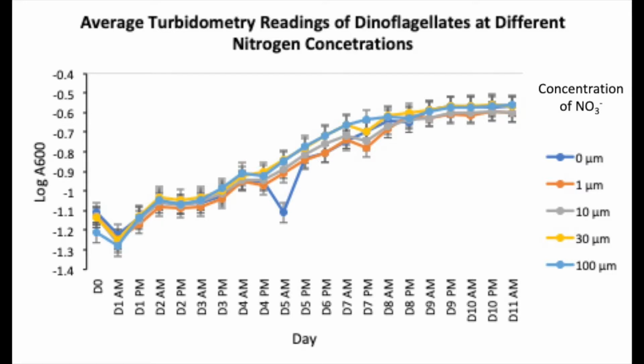If our hypothesis were supported, we would have expected larger differences between the algae with 0 micromolar and 100 micromoles of nitrate. Growth rates were calculated for each nitrate concentration, ranging from 0.00053 to 0.00051. This further supports our conclusion that nitrate levels had minimal effects on growth rates.